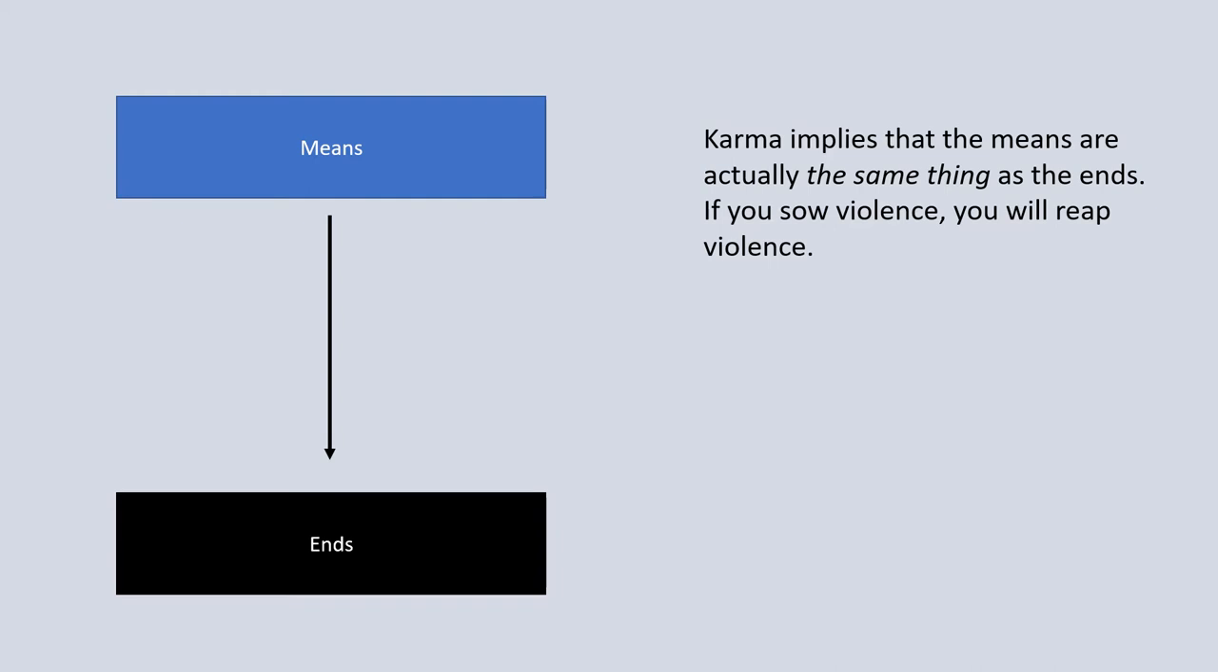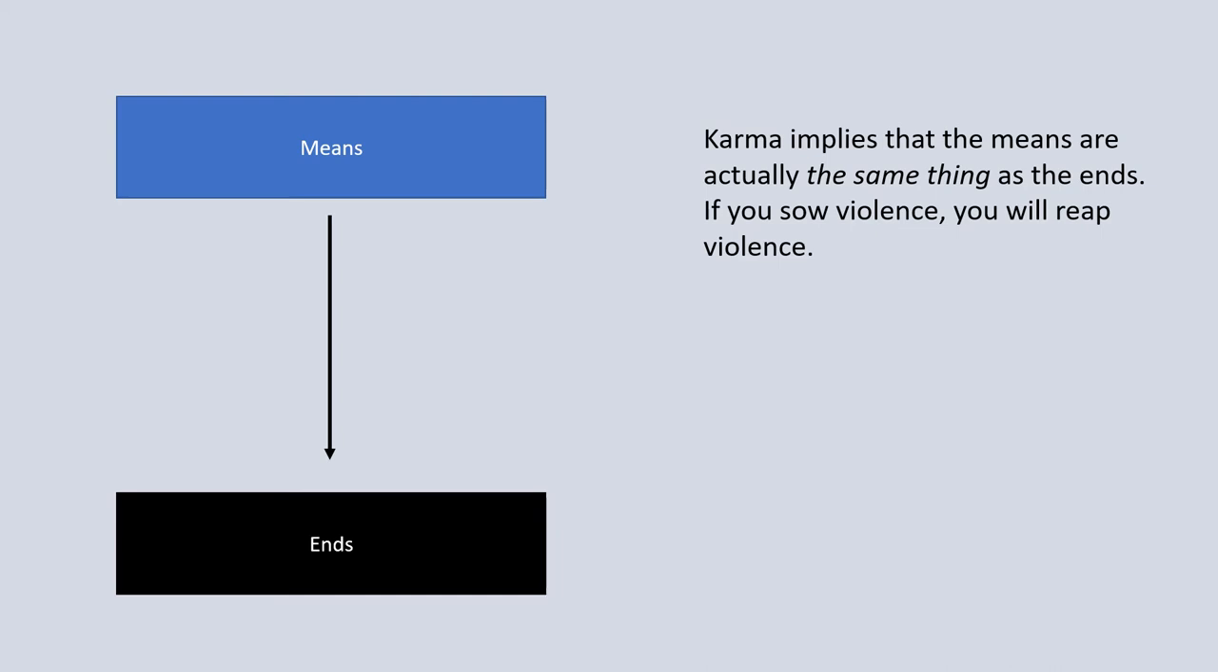Now, I think something important that Gandhi takes from karma, this spiritual idea in the Hindu tradition, karma implies that the means are actually the same thing as the ends. And if we characterize karma as this idea that in terms of our actions, we reap what we sow, karma would say to us that if you sow violence, you will reap violence, right? So if violence is in the means, violence will be in the ends as well. You can't separate those two things.